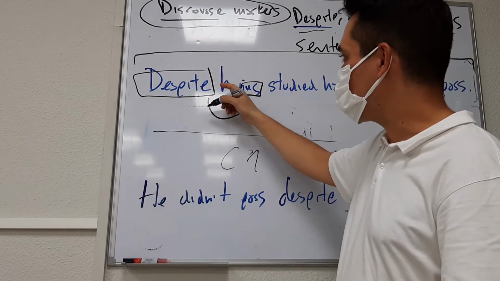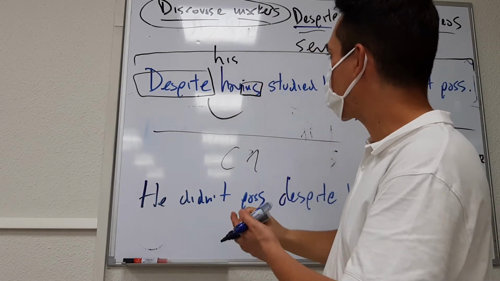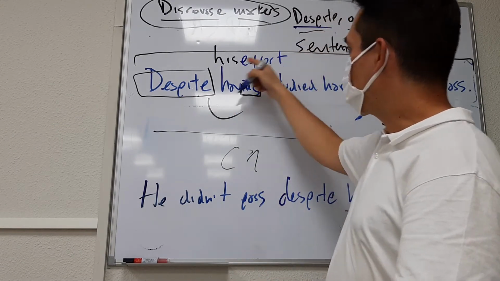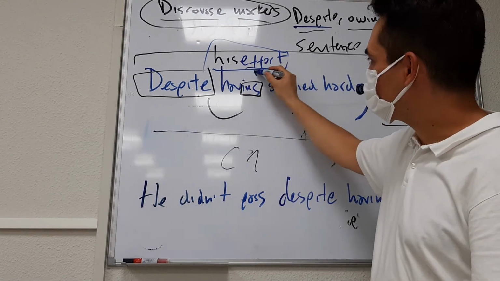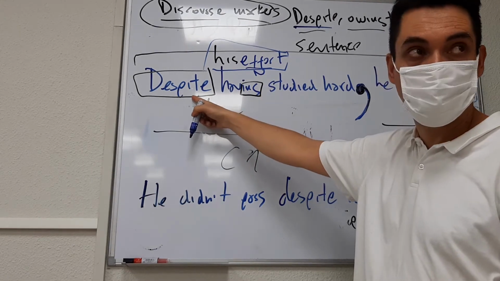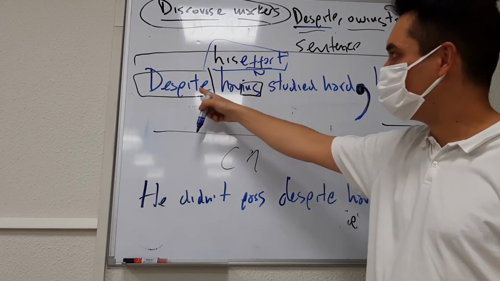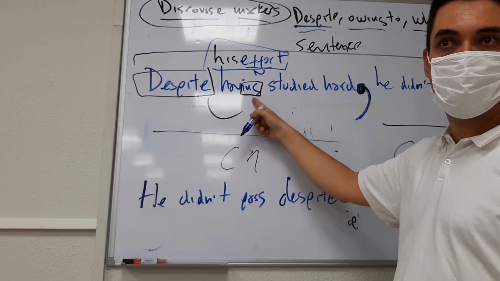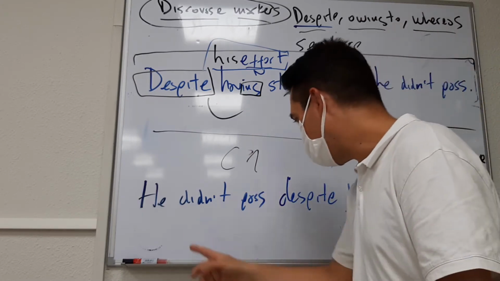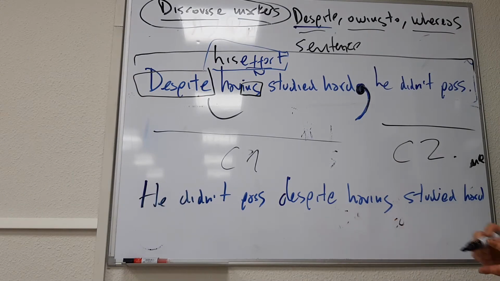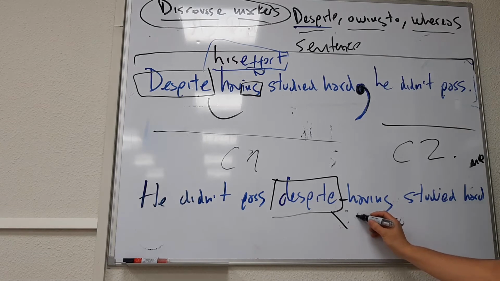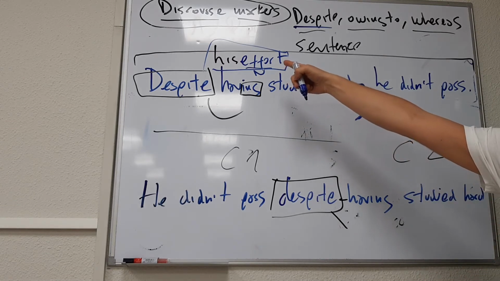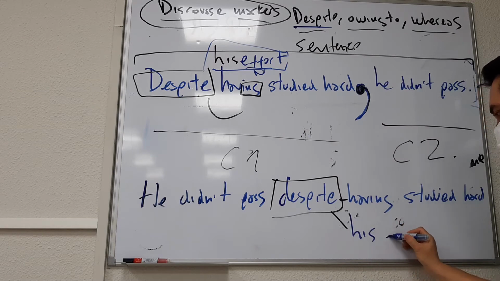Yeah, you could also say despite his effort. Despite his effort, he didn't pass. What is effort? Noun. A noun. So after despite, what do you need? A noun or a gerund, ing verb. Okay? So he didn't pass despite having studied hard. Any other possibility? He didn't pass despite his efforts. Again, after despite, what do I need?